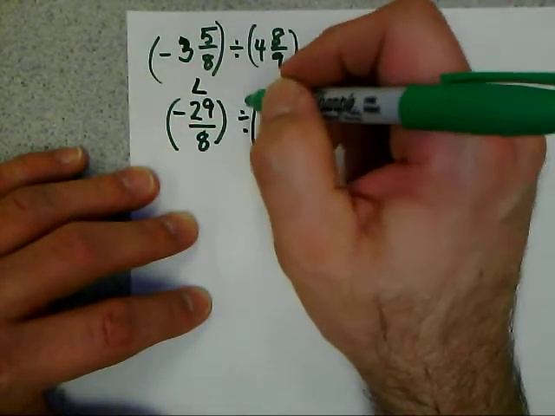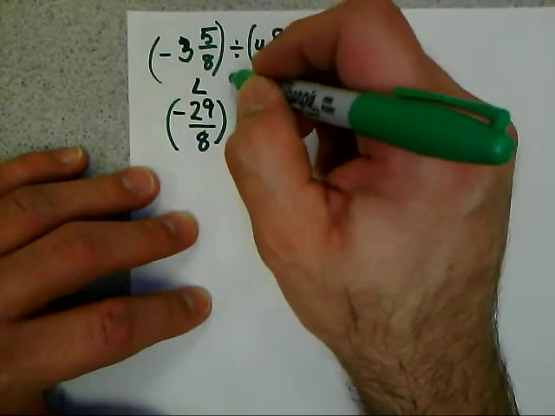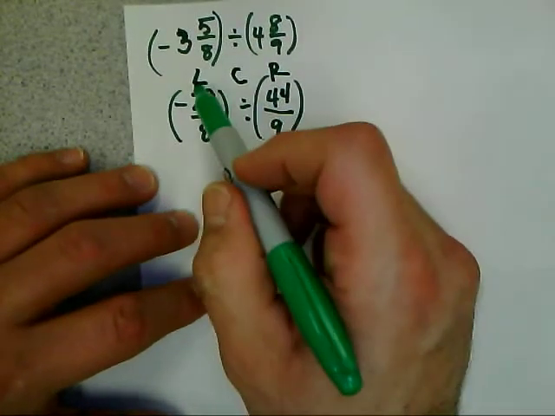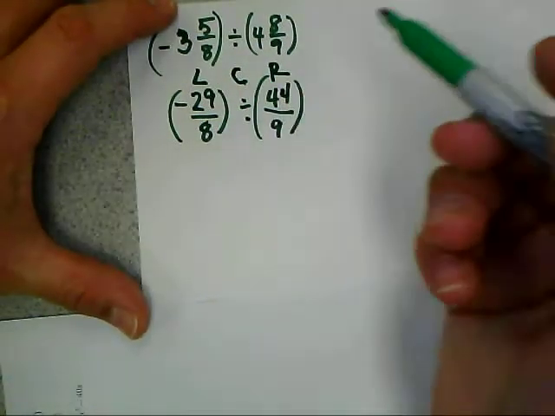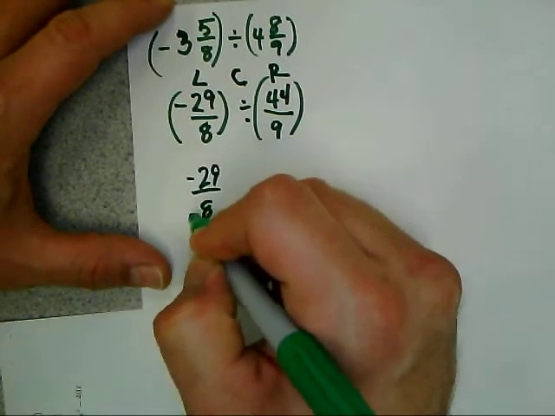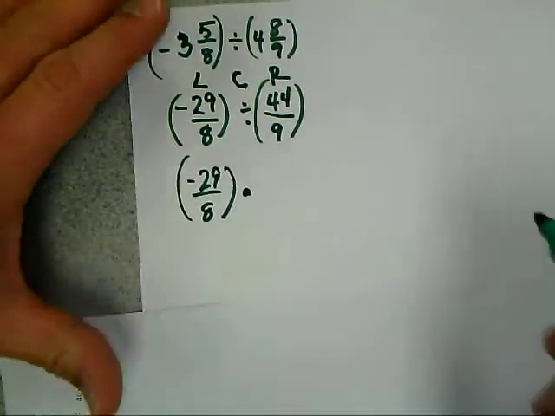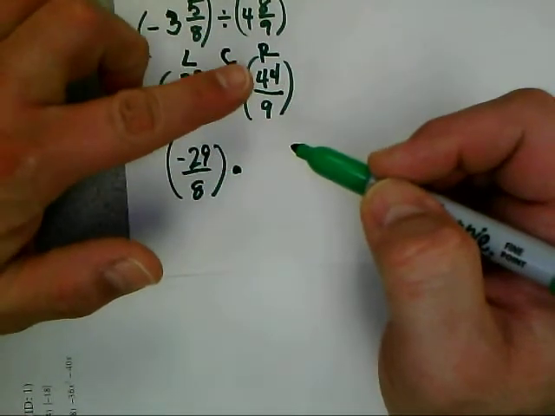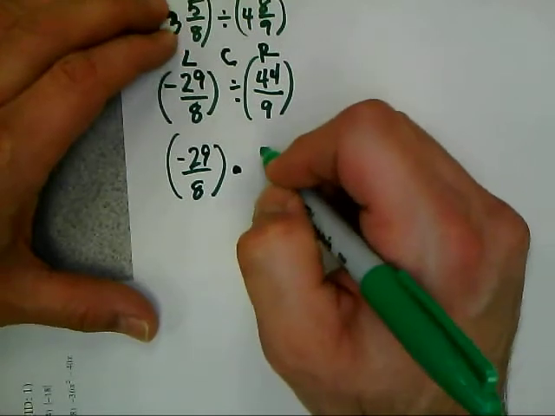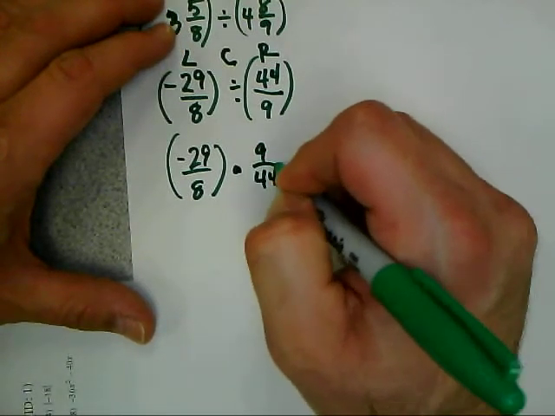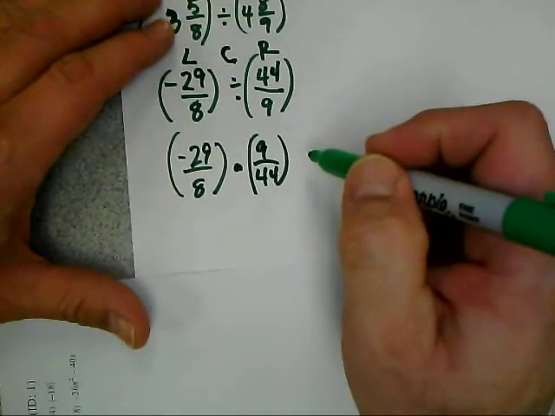At this point, since it's division, we want to change it to multiplication. We're going to LCR. That stands for leave it, change it, and do its reciprocal. So we're going to leave negative 29 over 8. We're going to change it to multiplication, and we're going to do its reciprocal, which means to put the denominator into the numerator, or just simply flip it over. If that happened to be negative, you want to make sure that you leave the negative at the top. That's just where it belongs.